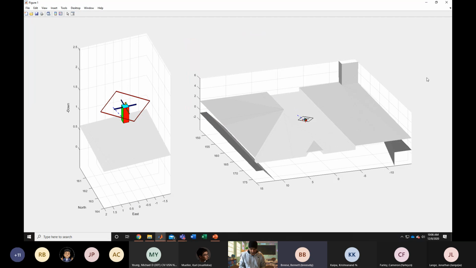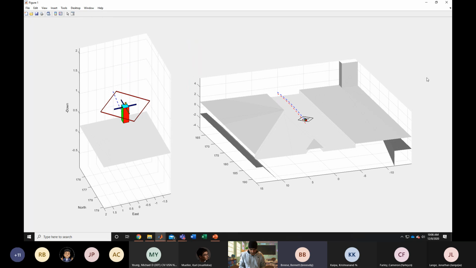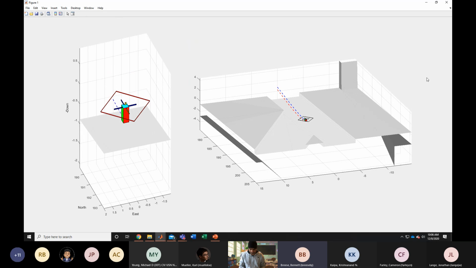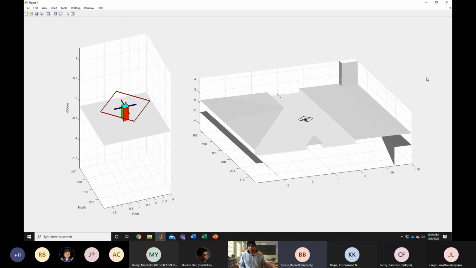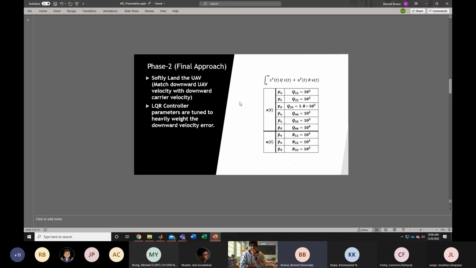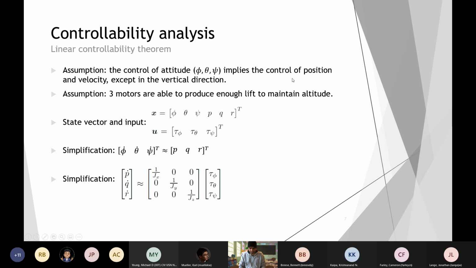And then we did have some issues with the controllability analysis, mostly because a lot of this class and a lot of the textbook covers linear controllability, and quadcopters aren't exactly linear. There it finished up. And these are the results. You can see that the angles are pretty well flat when it's in phase 2 because it's trying to match the velocities, and this is just the roll, pitch, and yaw of the quadcopter over the simulation time.